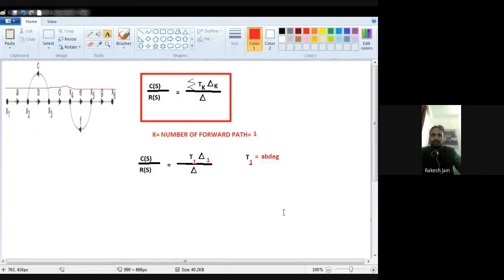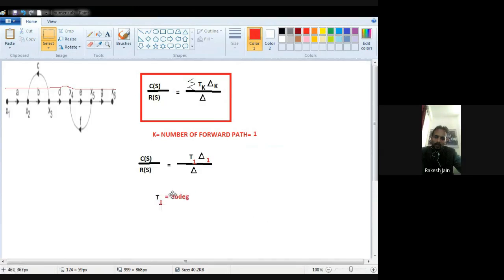Now what is my next step? Step by step we solve in every question. First of all, by seeing the numerical, you should know the formula. Then the next step is to find the number of forward paths. Then on the basis of the number of forward paths, in the next step convert your formula on the basis of K. Only one is there, K is equal to 1 here. So only T1 del 1 upon del. If K, for example, is 2, then what will be my formula? Cs upon Rs is equal to T1 del 1 plus T2 del 2 upon del.